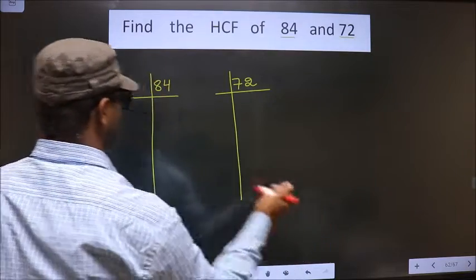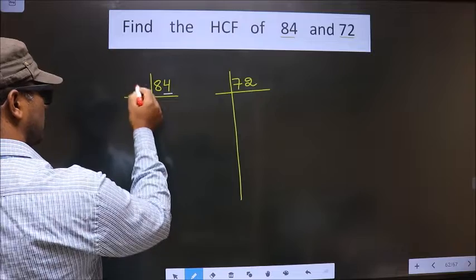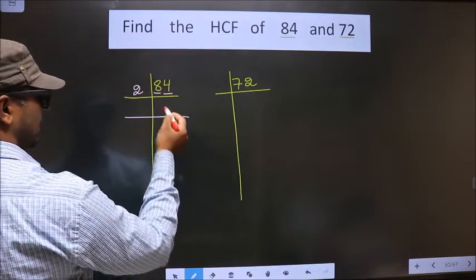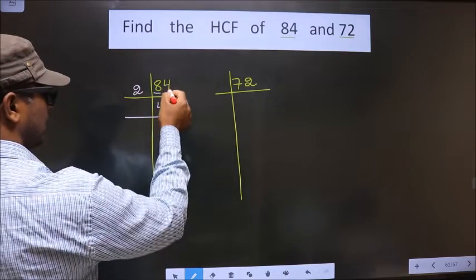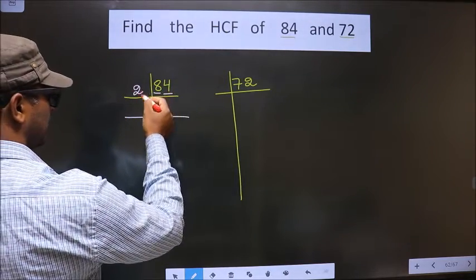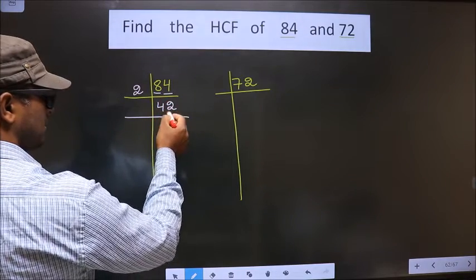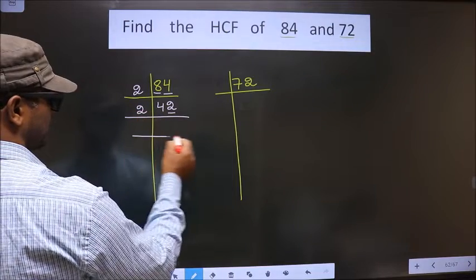Now, in this number last digit is 4, so we take 2 here. Now first number is 8. When do we get 8 in 2 table? 2 4s 8. Next number is 4. When do we get 4 in 2 table? 2 2s 4.